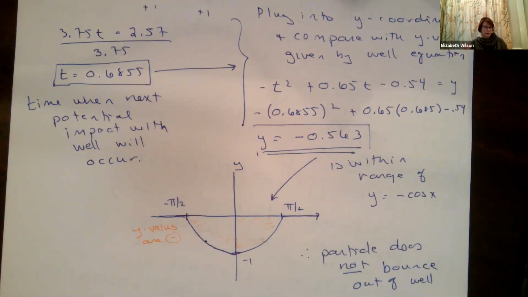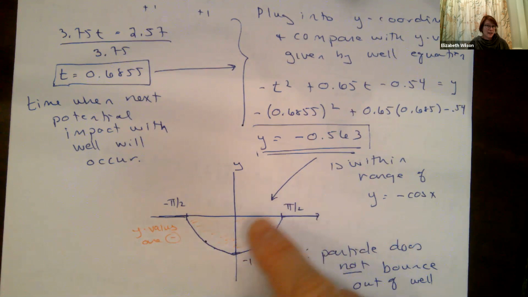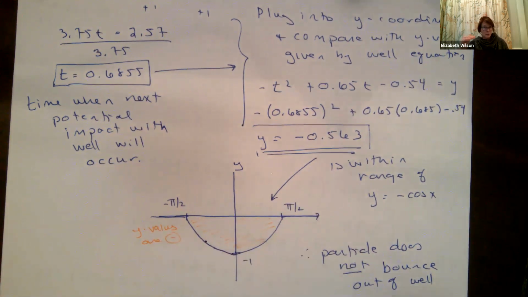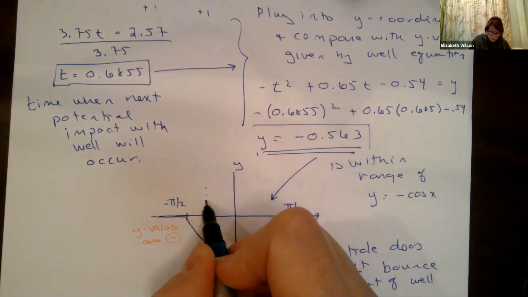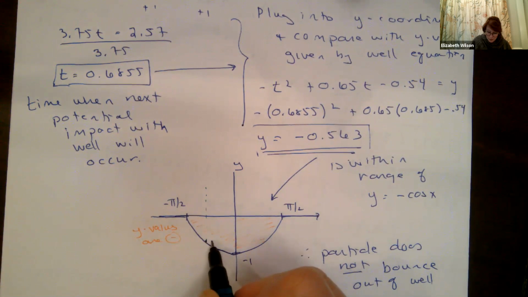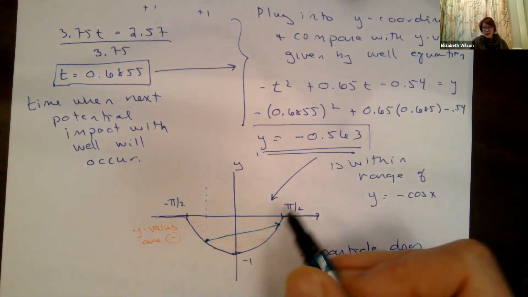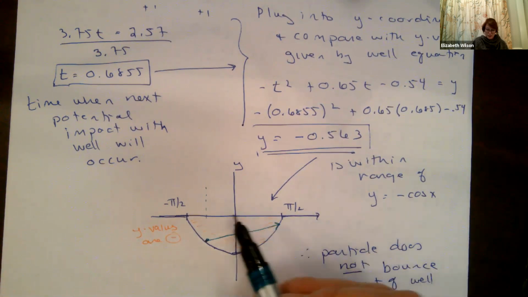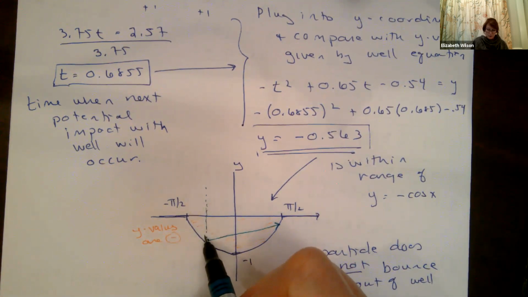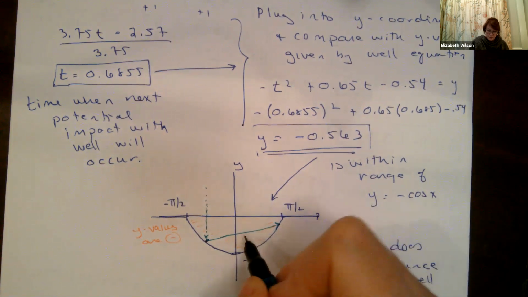If the y value that we got after plugging in was not within the range of that value, if it was positive, we could see it, because this whole thing takes place where y is negative. Then we go, yay, it bounced out. So what's happening is it drops down, hits here, and then it bounces off and goes right to there. This is our first impact. This is our reflection.